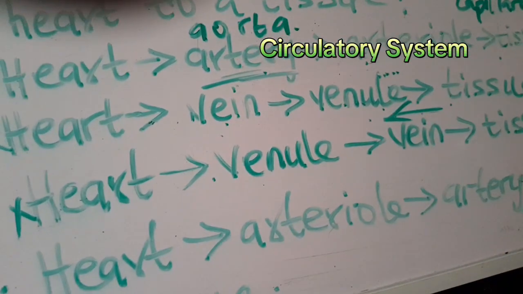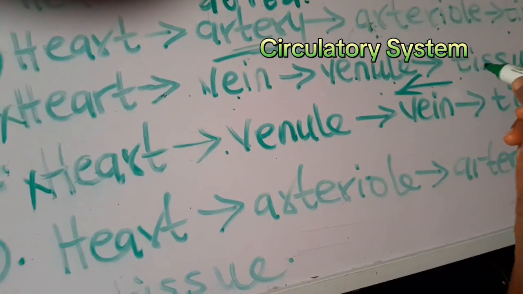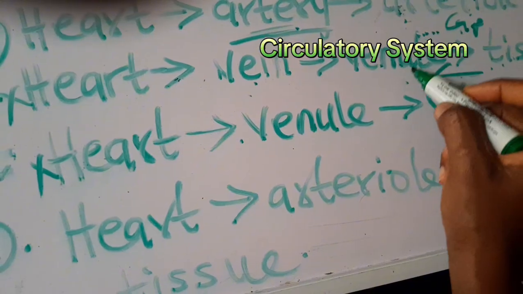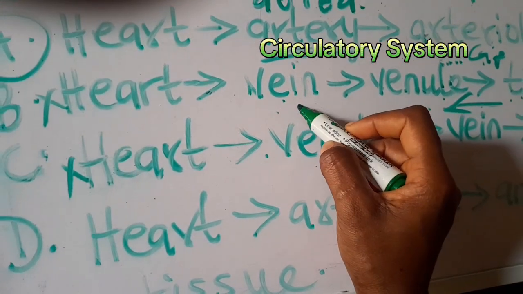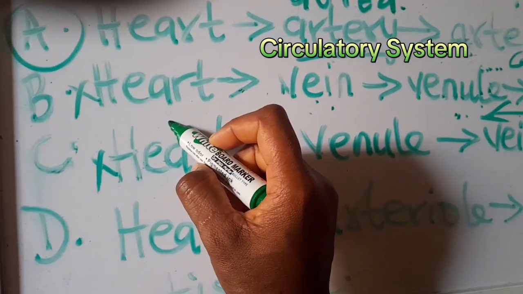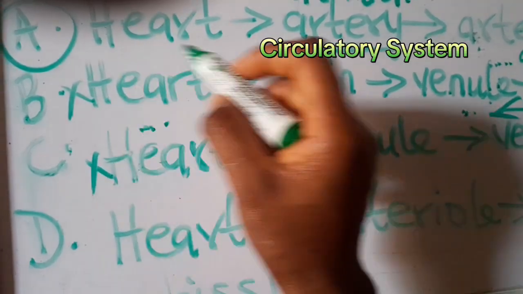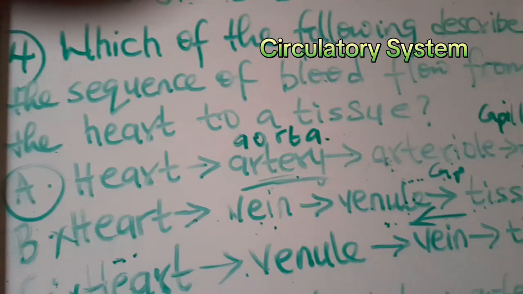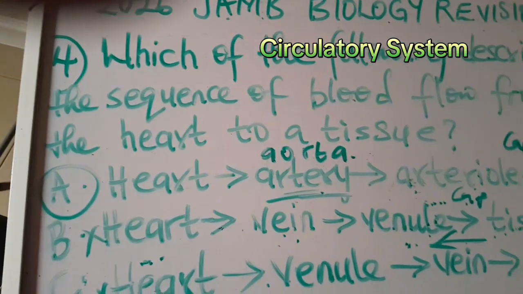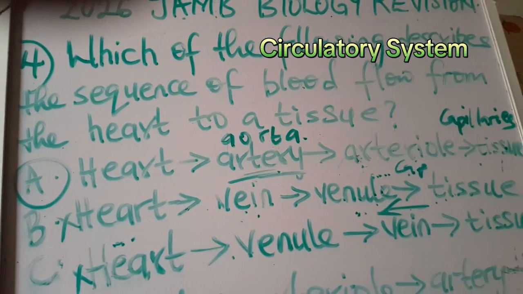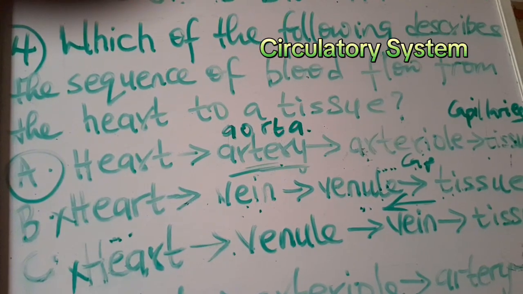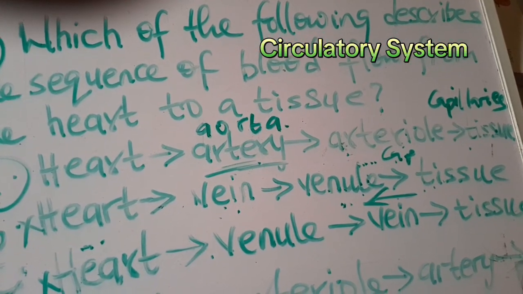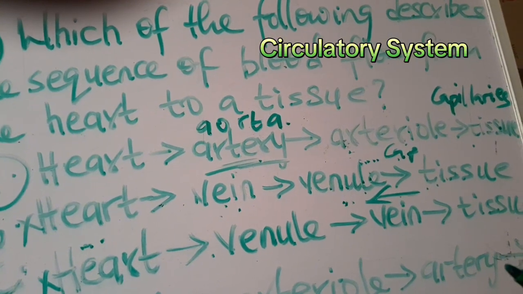But first of all, from the tissue to capillary, that's option B. Tissue to capillary, capillary to tiny veins we call venules. Then from venule to vein, major veins, and then to the heart. And what part of the heart does it go into? The right chamber of the heart. So for this question, which of the following describes the sequence of blood flow from the heart to a tissue? The answer is option A, which is heart, artery, arterioles. There should be capillaries, but because of the options, and then tissue.